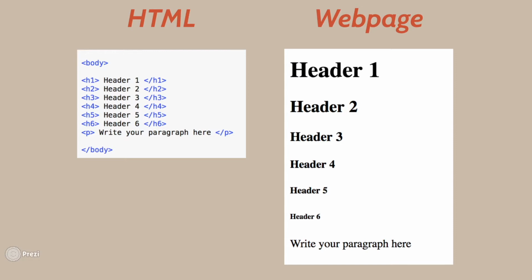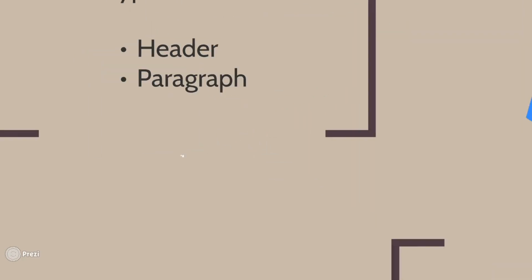Headers automatically bold and space above and below the text. Paragraph tags are used for the majority of text. A paragraph is made by using the P tag. It will add space above and below the text. Next, we'll talk about images.